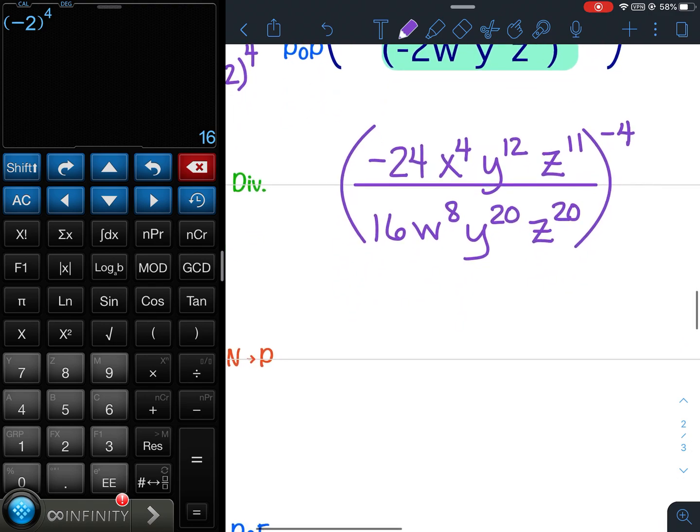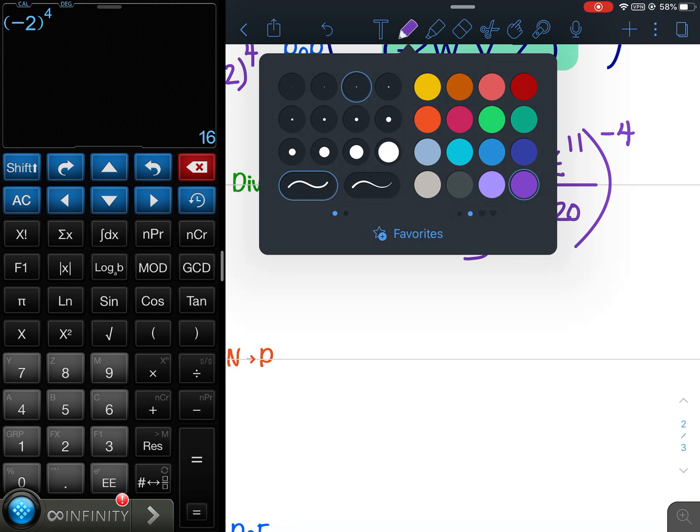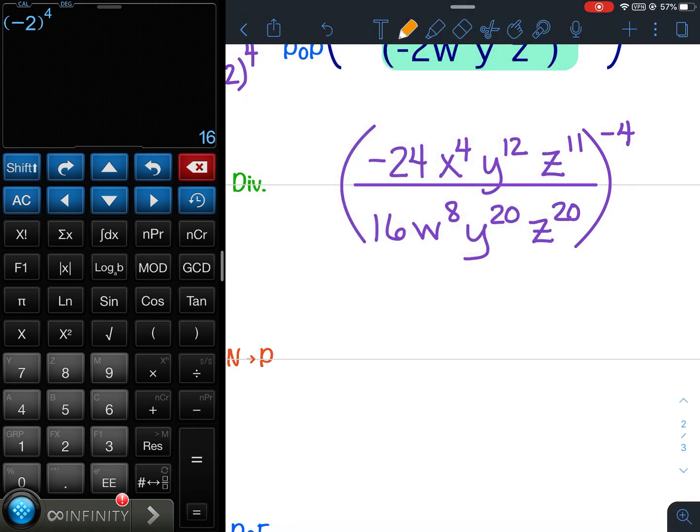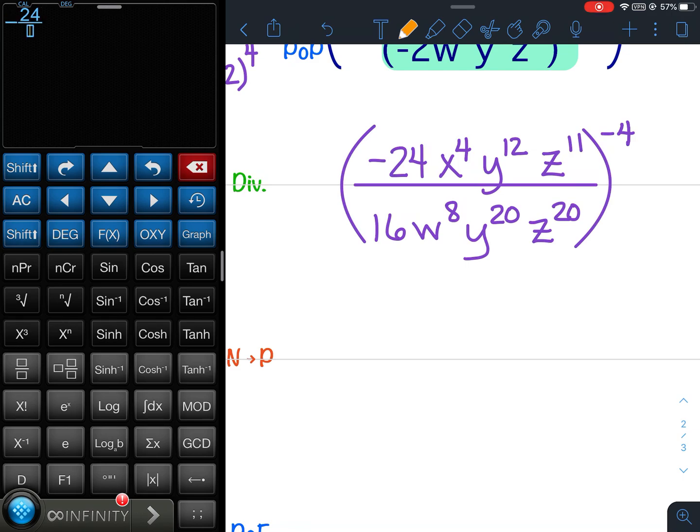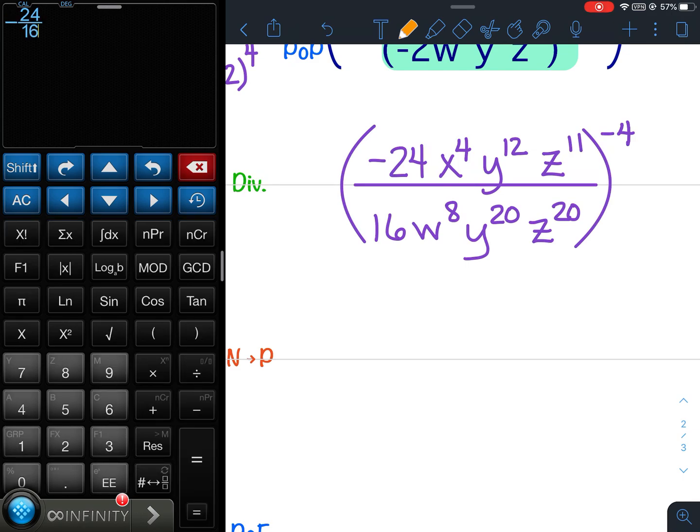Now I am ready to divide. So I'm going to start with negative 24 over 16. That's negative 3 halves. So I'm going to put the negative 3 in the numerator and the 2 in the denominator.